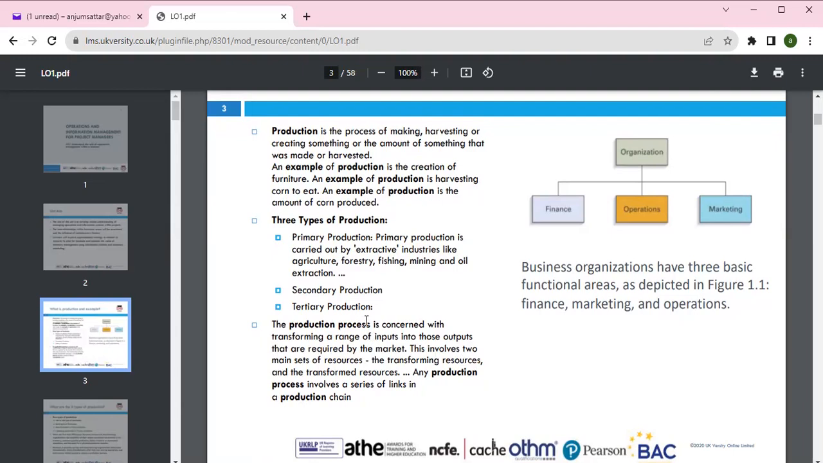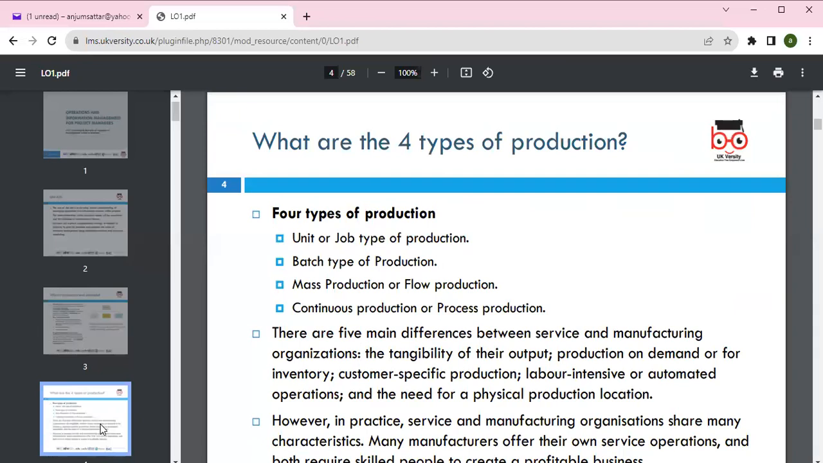The production process is concerned with transforming a range of inputs and making the output. So we always try to manage our processes and keep them smooth. A production process involves a series of steps, a production chain. Finance, operations, and marketing are the basic functional areas of a business organization, as given in the picture.